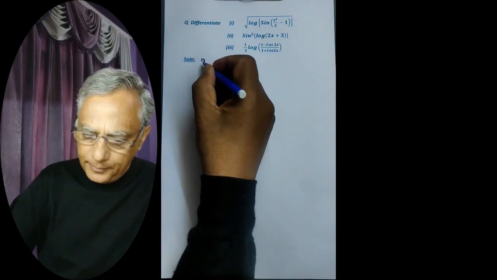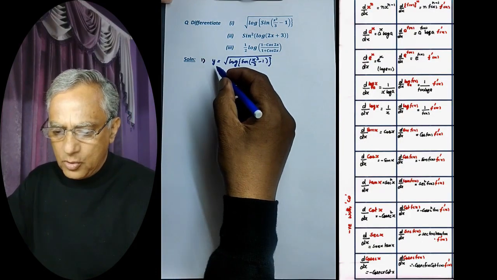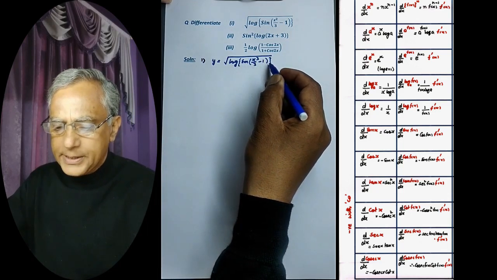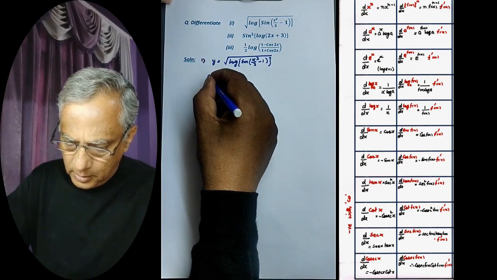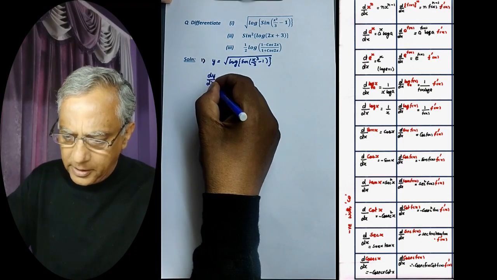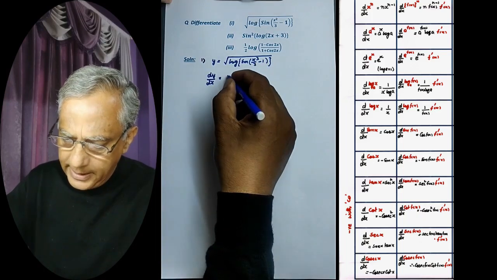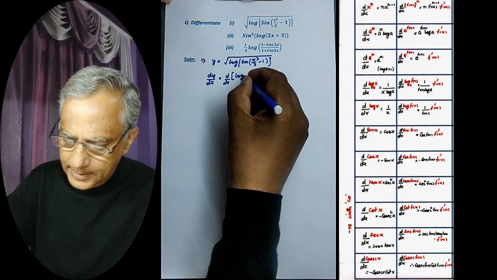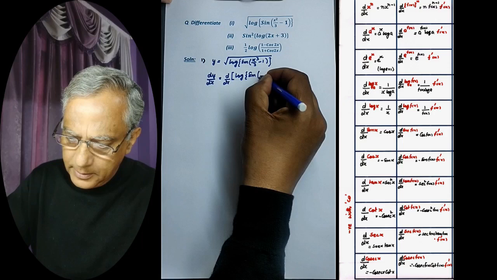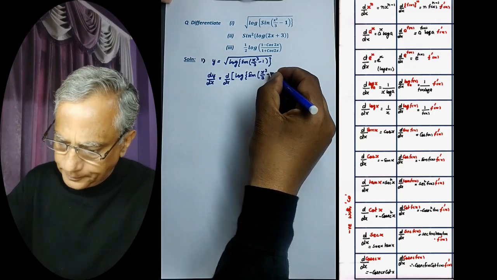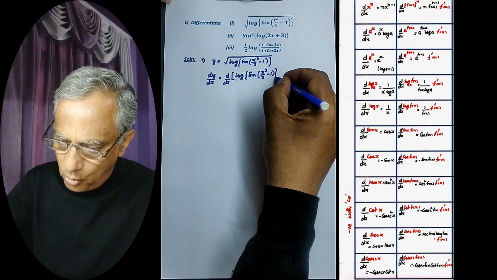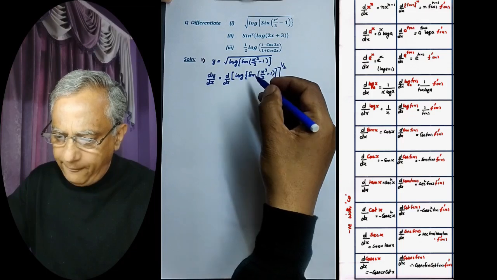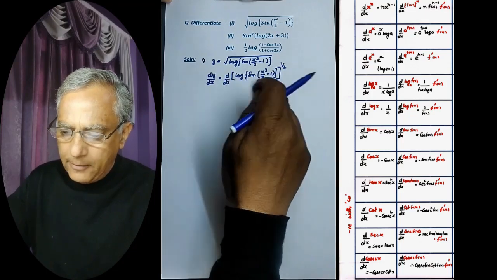Now first question is, we are given the function y is equal to under root log sine x cube by 3 minus 1 and we have to find its differentiation, dy by dx. Now dy by dx is equal to d by dx of, now this function can be written as log of sine x cube by 3 minus 1 whole to the power of half. So we have the function f x, this is f x to the power of half.